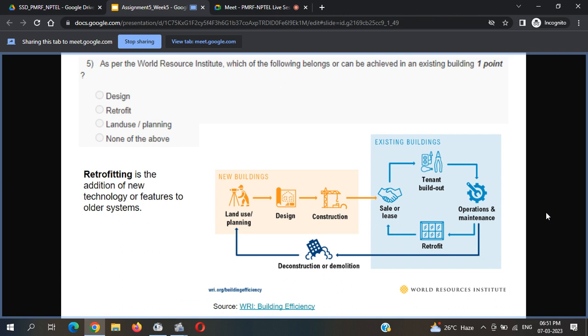Okay, moving on to the next question. As per the World Resource Institute, which of the following belongs or can be achieved in an existing building? Your options are design, retrofit, land use planning, and none of the above. So this refers to building efficiency acceleration, in terms of how you can make buildings more efficient.